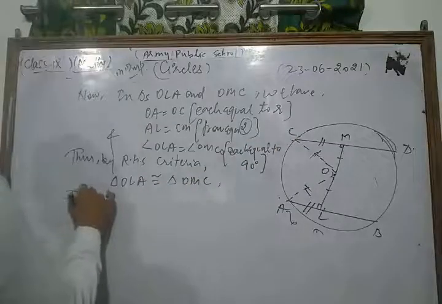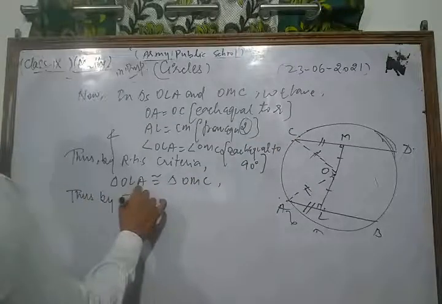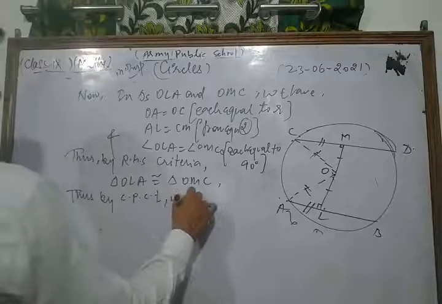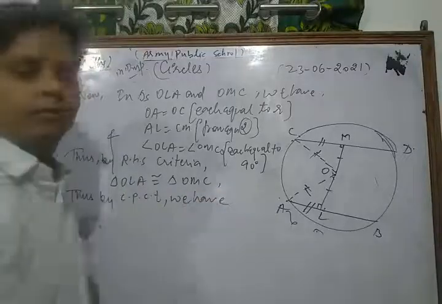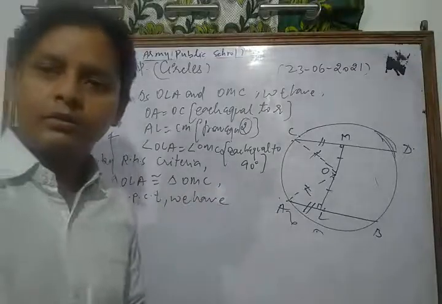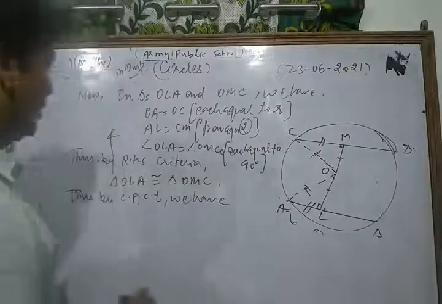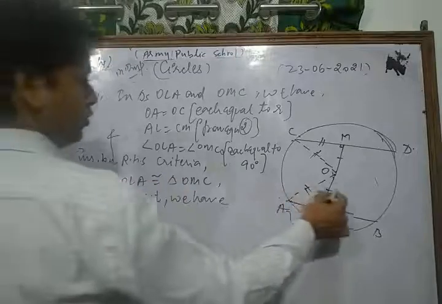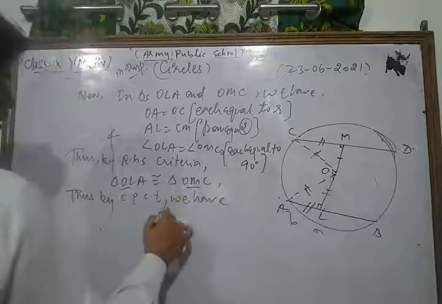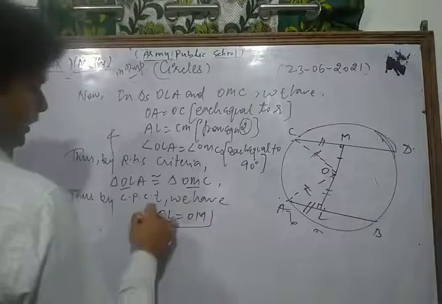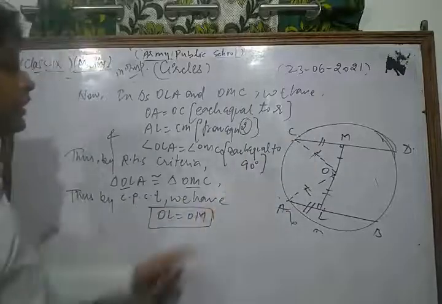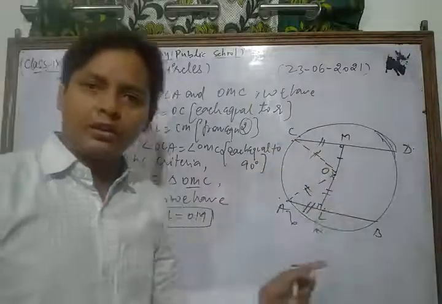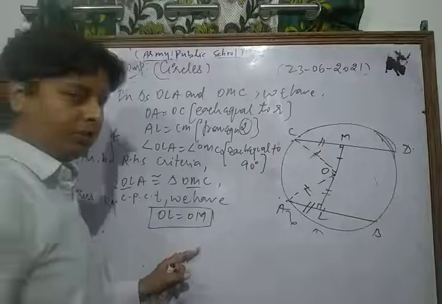Thus by CPCT, OL is equal to OM. Hence we can say that equal chords of a circle are equidistant from the center. Hence proved.